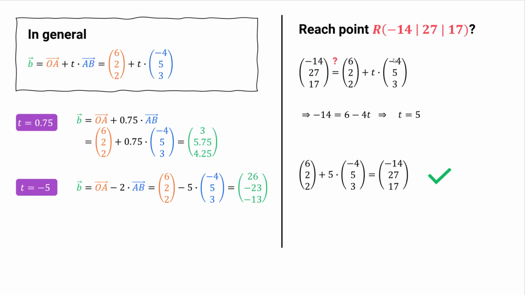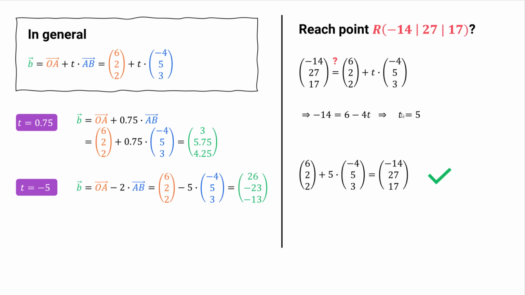So looking at the top row again, and we could also look at the second row or the third row, it doesn't really matter, but we look at the top row and we get the equation minus 14 is equal to 6 minus 4t. That's a linear equation with one unknown t. We can solve for t in this case very easily, and we get t is equal to 5. This means after 5 seconds, the laser will have reached the x-coordinate minus 14, but we don't know whether it has reached the correct y and z coordinate in this case.